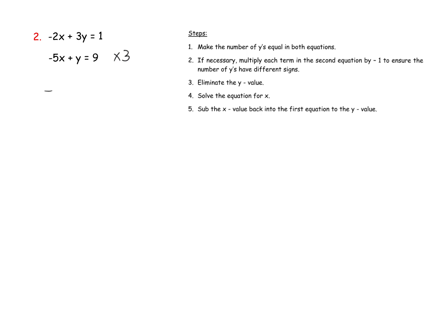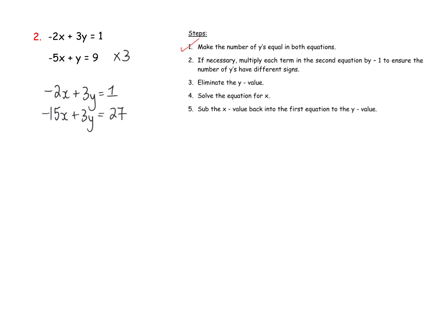This then leaves us with the top line, which is minus 2x plus 3y is equal to 1, and the bottom line, which is minus 15x plus 3y is equal to 27, since 3 times 9 is 27. Then we can check to make sure the number of y's are the same. So we have 3y and 3y. 3y on the top, 3y on the bottom, so we're correct. That's perfectly fine. Next, we need to see if the signs are different. So we check the sign on the top and it's plus 3, and you check the sign on the bottom and it's plus 3 too.